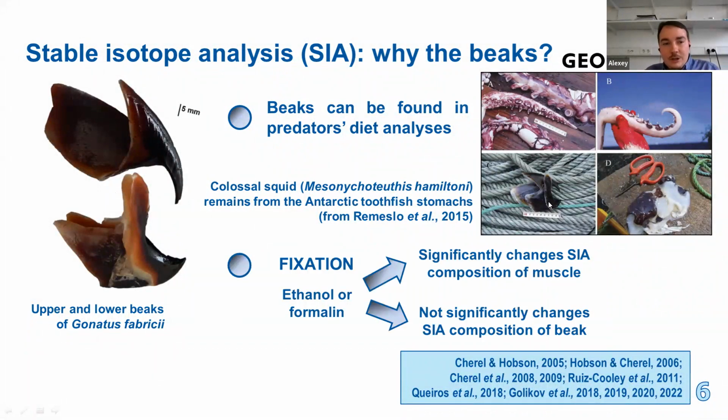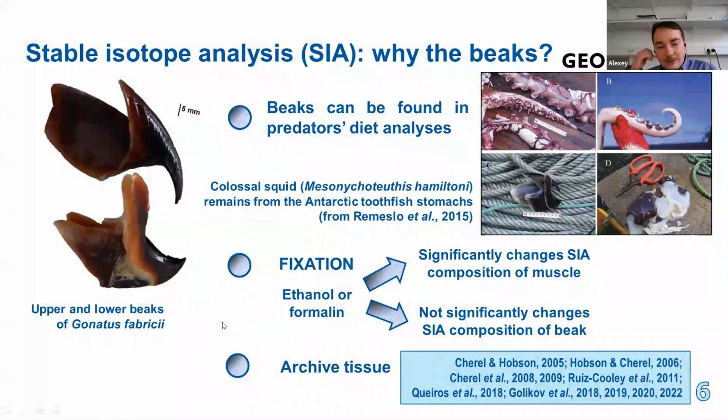And then just imagine a cephalopod is caught and kept somewhere in a collection, fixed usually in ethanol or formalin. Muscle and soft body parts cannot be used for stable isotope analysis because their isotopic composition is changed. Beaks are better again. In beaks, stable isotope composition does not change due to fixation. So even long-time fixed beaks can still be used for stable isotope analysis.